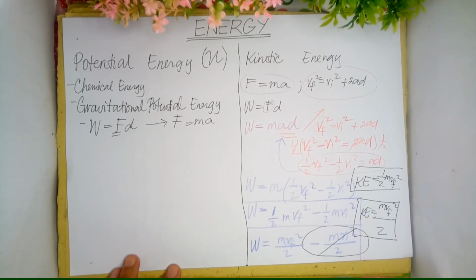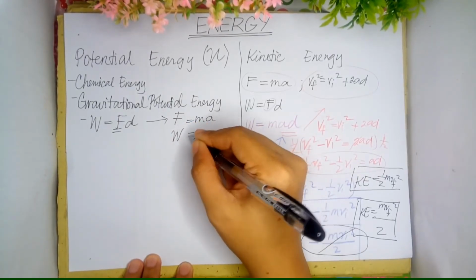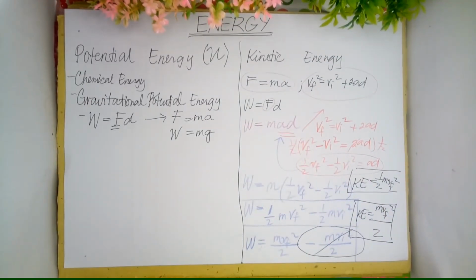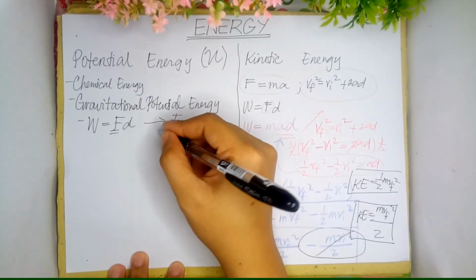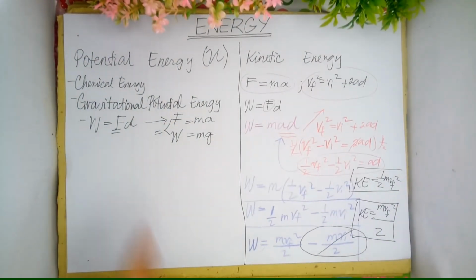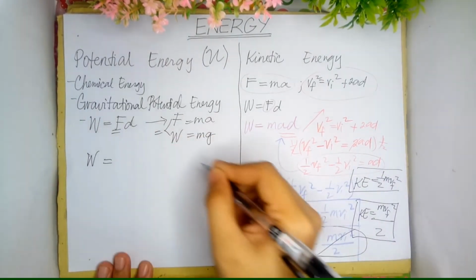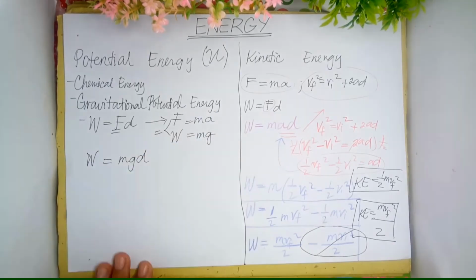Kaya lang, if we're talking about gravitational potential energy, may gravitational force na involved. So, ang gagamitin nating formula is yung weight is equal to mass times gravitational or acceleration due to gravity. Okay? And then, di ba, nasabi natin sa mga unang lesson, equal yung dalawa na yan. So, therefore, pwede natin siyang i-substitute. So, magiging work is equal to mass times gravity times displacement.